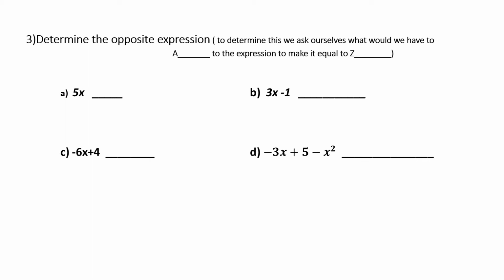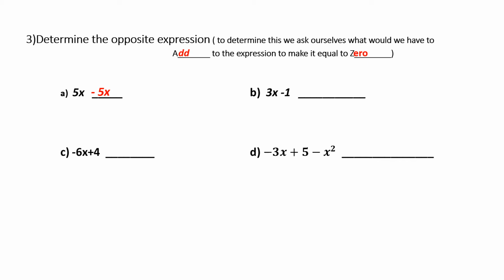When we subtract, which is considered more difficult, we have to add the opposite. So let's start by figuring out how do we find the opposite expression. To do this, we ask ourselves, what would we add to the expression to make it equal to 0? So 5x, what would I have to add to 5x to get 0? Well, that would be negative 5x. Notice, all I've really done is change the sign, or multiply it by negative 1.